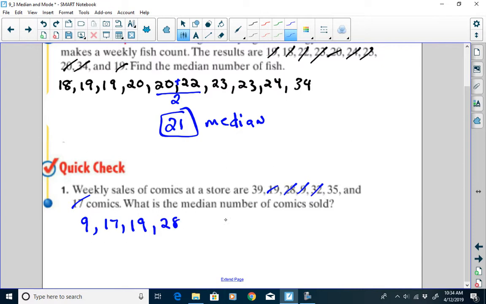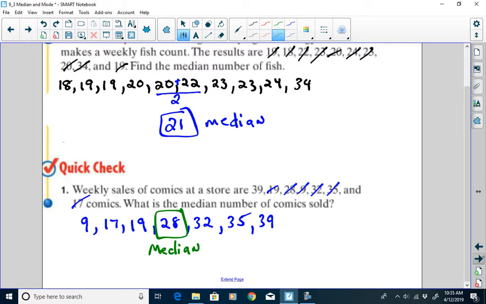Then I have the 32. Then the 35. And then the 39. Make sure I have 7 items. 1, 2, 3, 4, 5, 6, 7. My items are arranged from least to greatest. I'm going to have 1 middle item because we have an odd number of data items, and that 1 middle item would be our median.